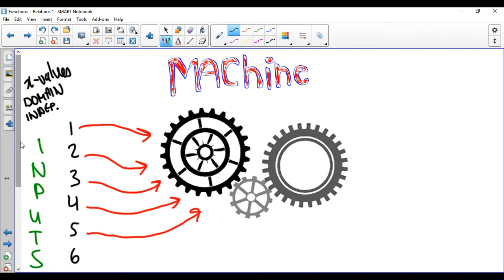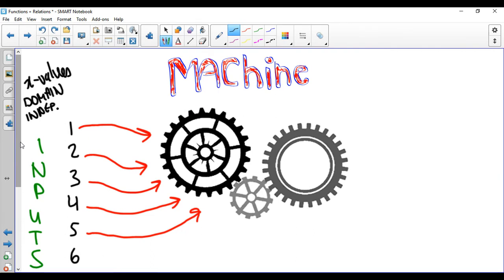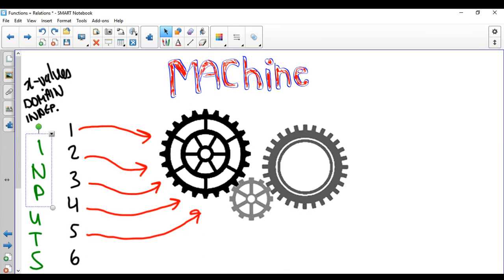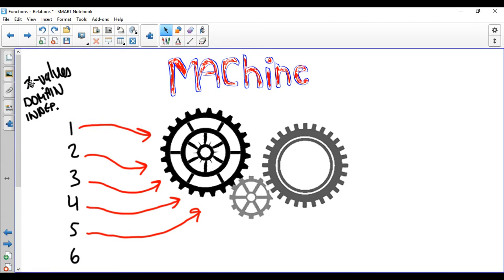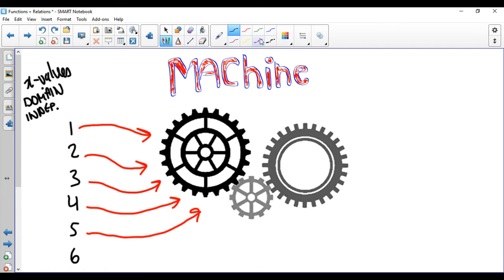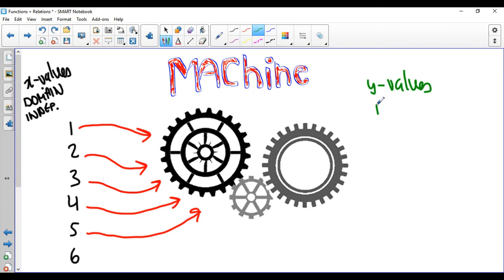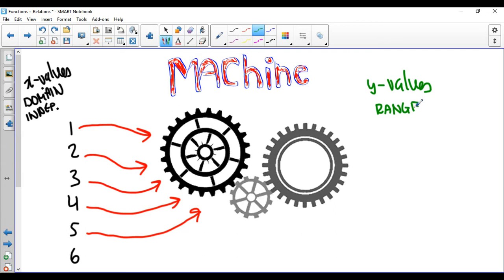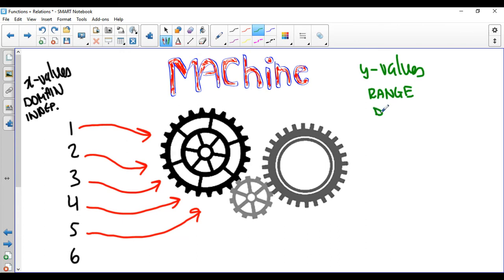Another way that we can represent a relation, or kind of how we're going to get from a relation to a function, is the idea of a machine. So say I have my x values. My x values are things in my domain, and they're going to be put into some machine. And the machine is going to give me y values, which are going to be called the range. And if you remember, the y values we also call the dependent variable.